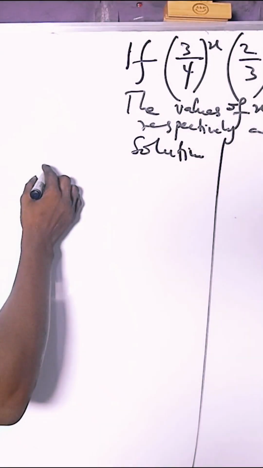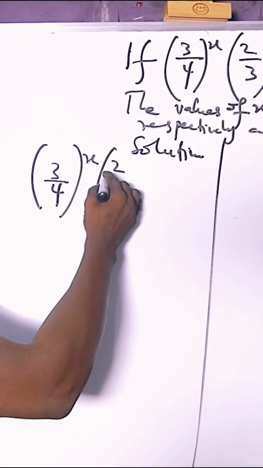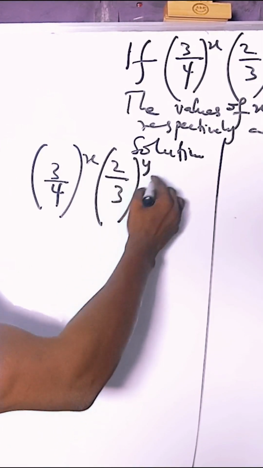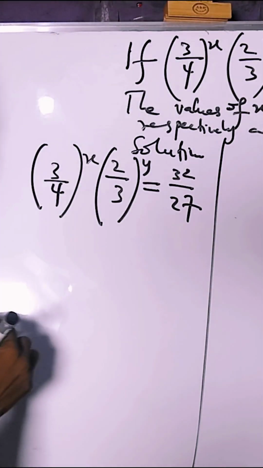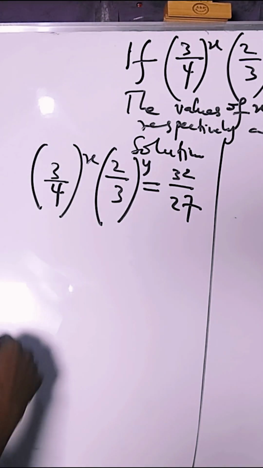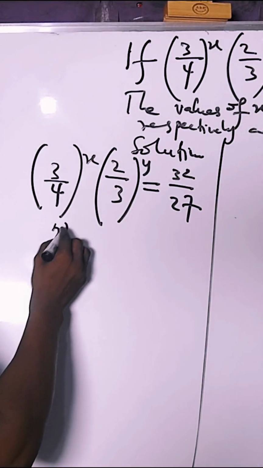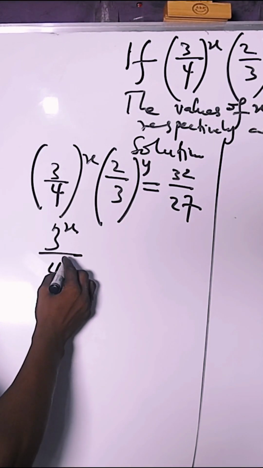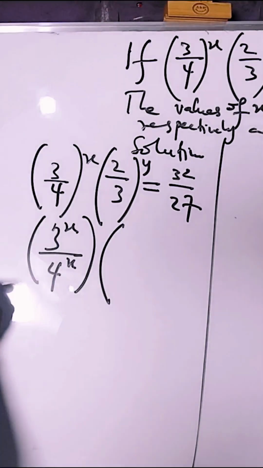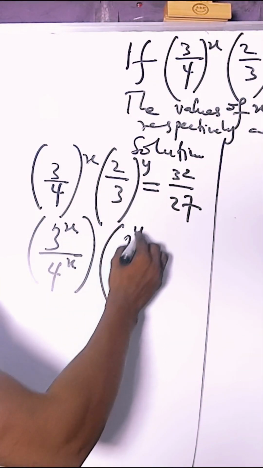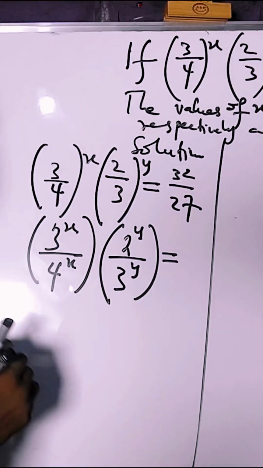We are given 3 over 4 enclosed in a bracket raised to x, into 2 over 3 enclosed in a bracket raised to y, is equal to 32 over 27. At this point, let me bring to your understanding that 3 over 4 was once existing as 3 raised to x over 4 raised to x, enclosed in a bracket, into 2 over 3, which was once existing as 2 raised to y over 3 raised to y, and that is equal to the constant of the equation.